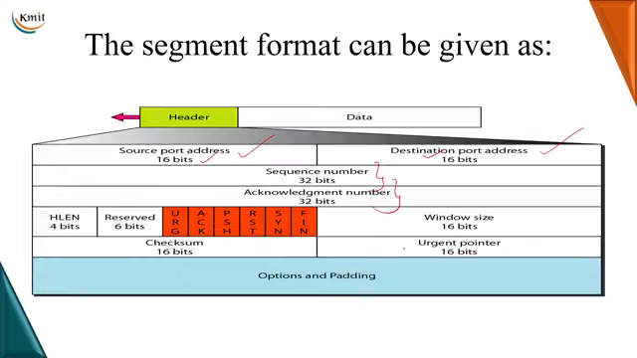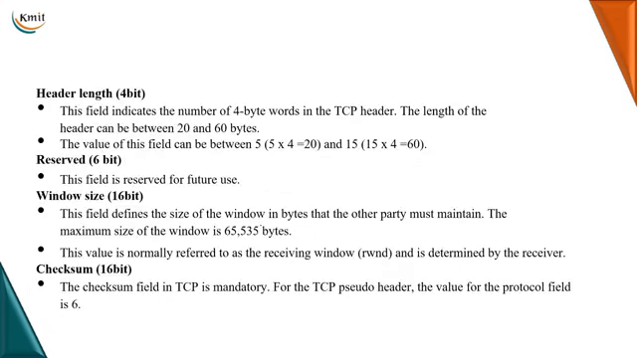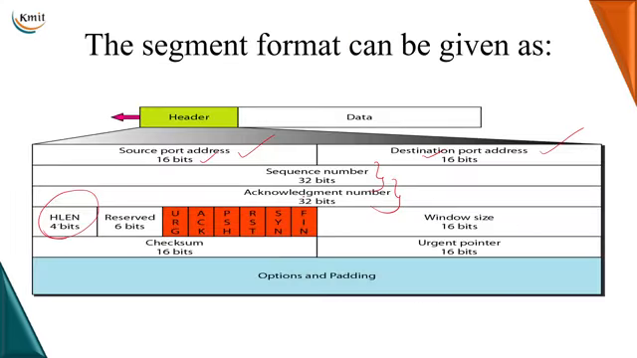Then we have the header length. The header length is 4 bits. That means if the value of the 4-bit field is 5, 5 fours are 20, so the size will be 20. If the value of the header length field is 15, it is 15 into 4, which is 60 bytes long. Then we have 6 bits reserved for future use.